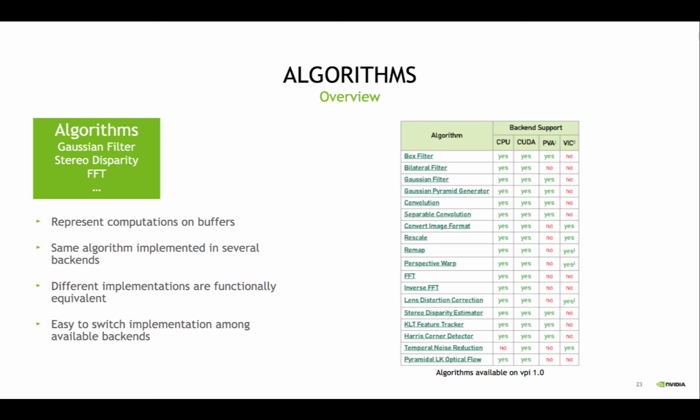VPI offers a good selection of algorithms, ranging from basic operations such as convolution or image rescaling, to more complex ones like pyramidal LK optical flow, KLT feature tracker, or temporal noise reduction. VPI makes it quite easy to switch an algorithm to be executed in a different backend, as we're going to see in the next slide.